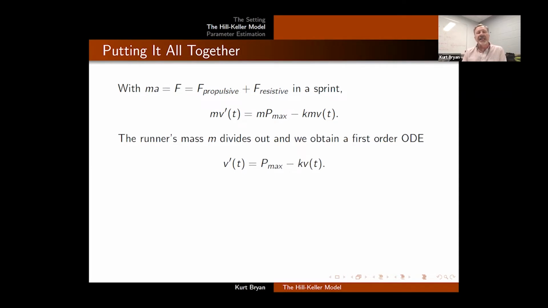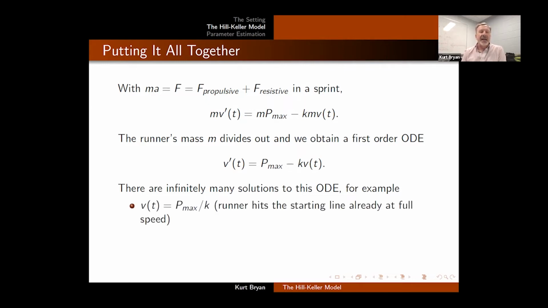And when I teach ODEs, and I use this as my kickoff, this is usually the first differential equation they've ever seen. So there are infinitely many functions that satisfy this, and I have them verify that taking P max over k is a constant solution to that ODE. And I ask them, what does this mean? Well, this is where the runner runs at constant speed throughout the race, and it turns out it's the runner's maximum speed. That would be running through the starting line.